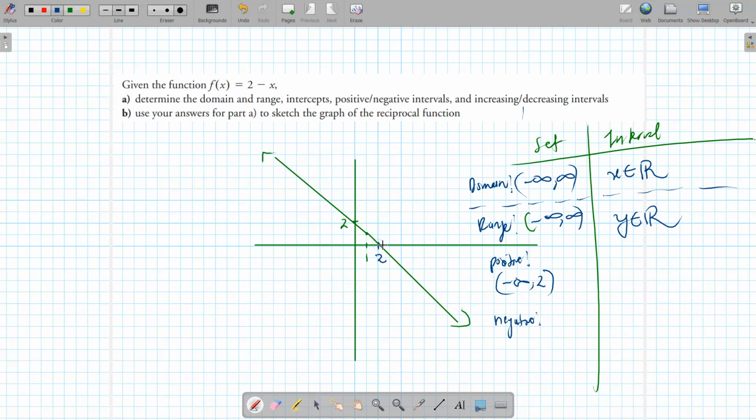It's negative to the right of this, right? The y values are negative to the right of this point. So what will be the interval? It'll be from 2 all the way to what? Infinity.